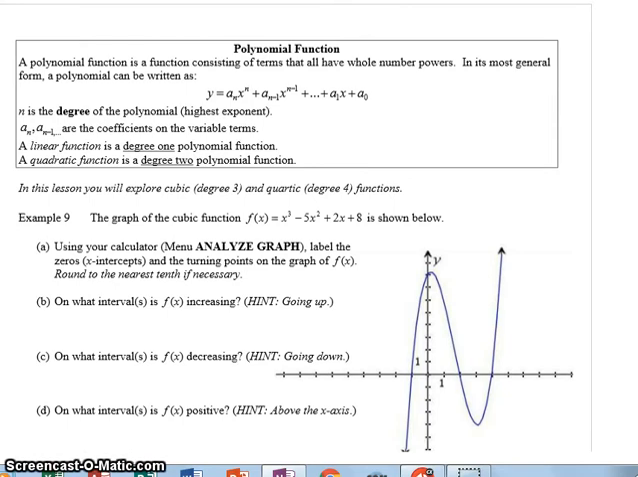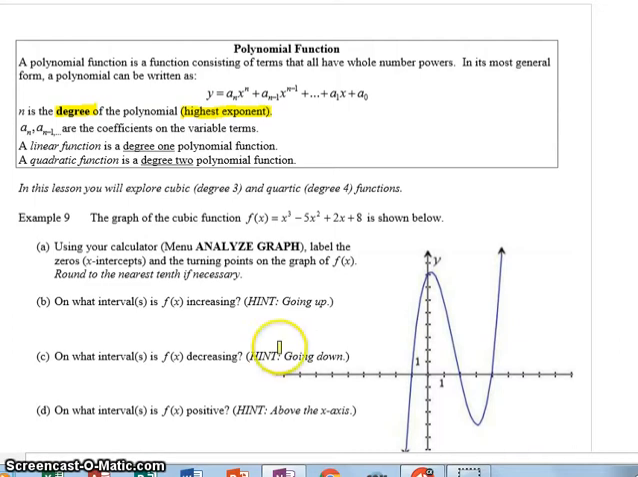Okay, all right, this is Unit 7, Day 2. Today is polynomial functions. One thing that you have to always remember, it says n is the degree of the polynomial. So don't forget that when it asks you to find the degree of a polynomial, it's always its highest exponent.